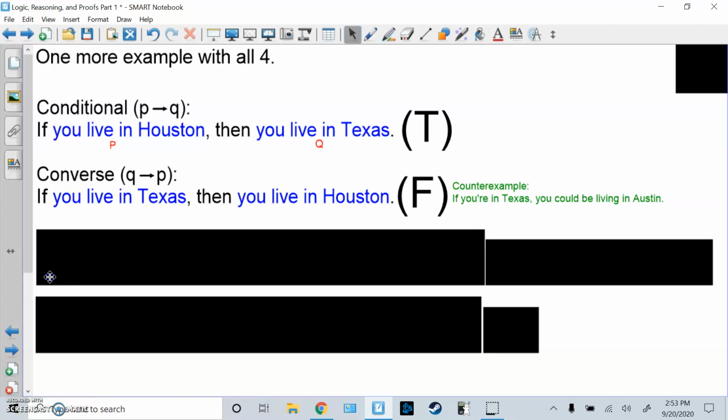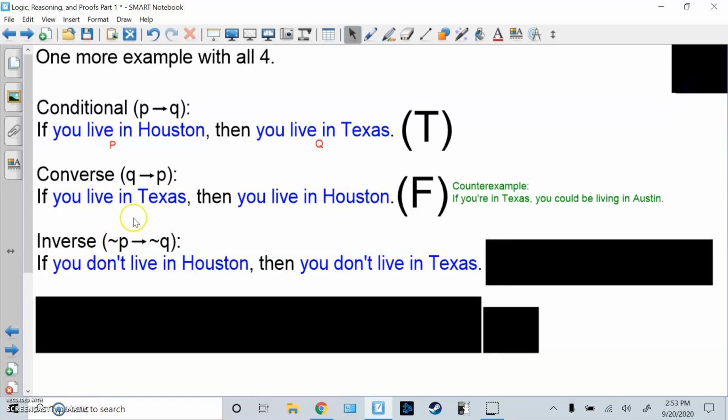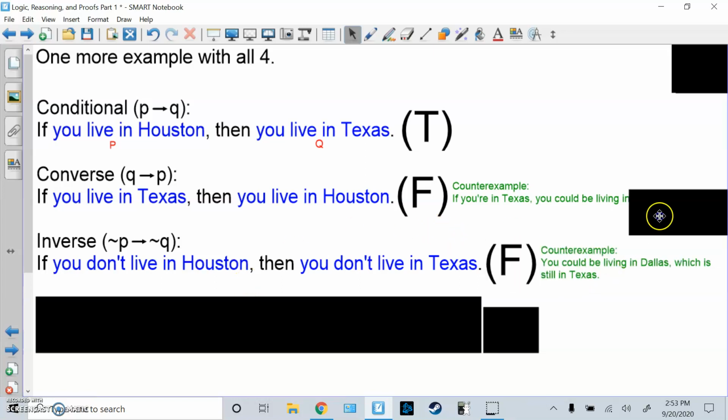Let's try the inverse. So not P, then not Q. So if you don't live in Houston, then you don't live in Texas. All you know is you're not in Houston right now. Does that guarantee you're not in Texas? The answer is no. You could be in Dallas, which is still in Texas. Again, you only know the first part of each sentence, the if part, the hypothesis.